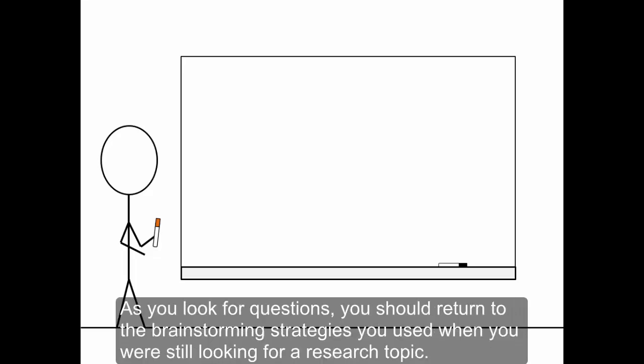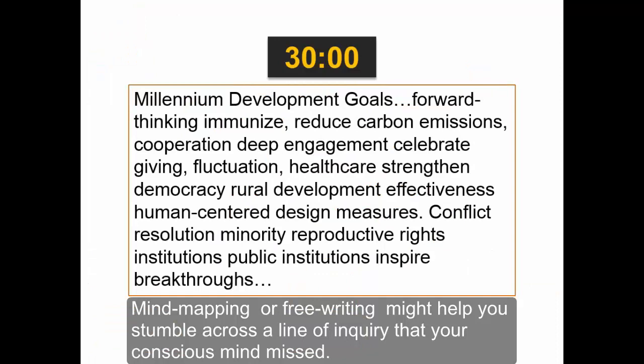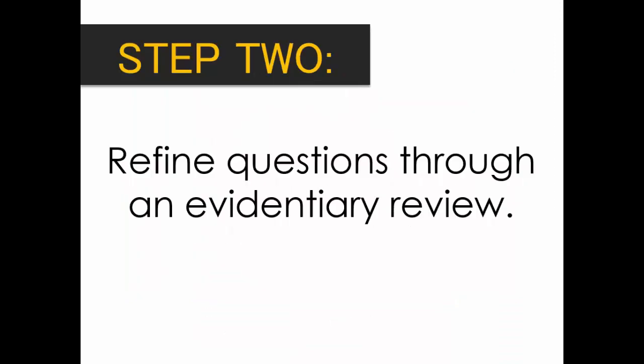As you look for questions, you should return to the brainstorming strategies you used when you were still looking for a research topic. Mind mapping, or free writing, might help you stumble across a line of inquiry that your conscious mind missed. Step 2. Refine questions through an evidentiary review.